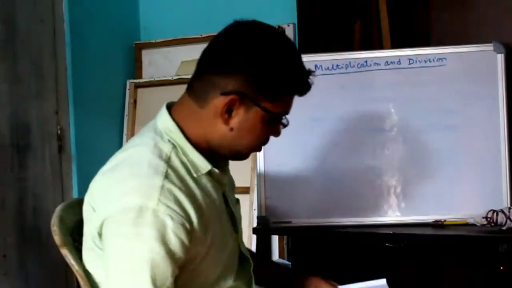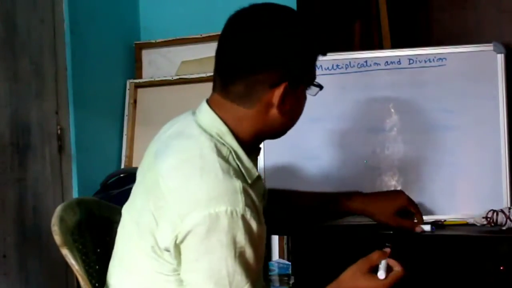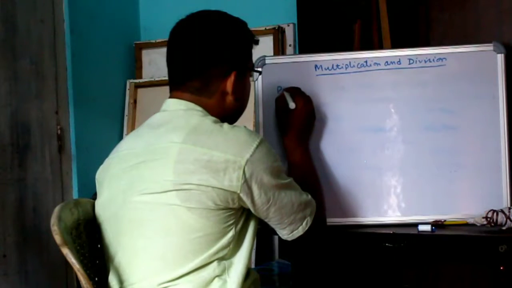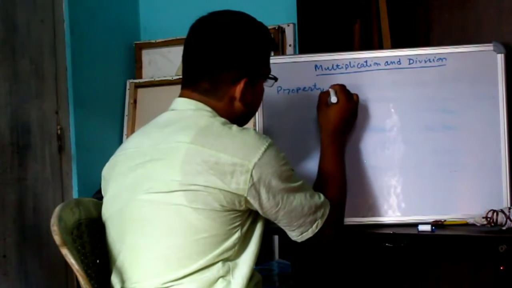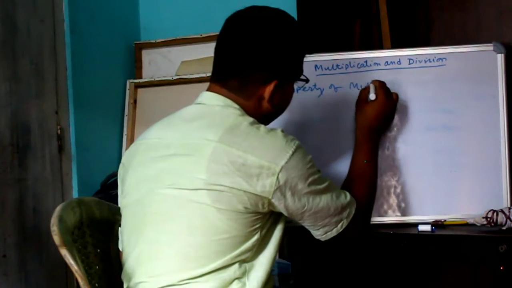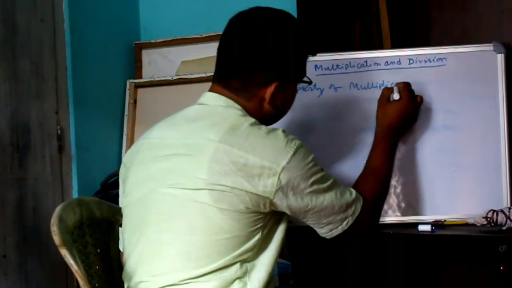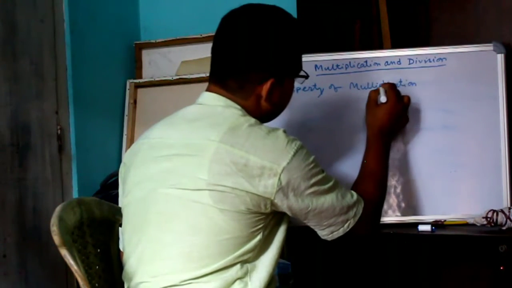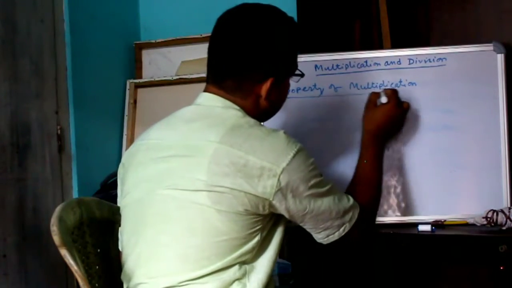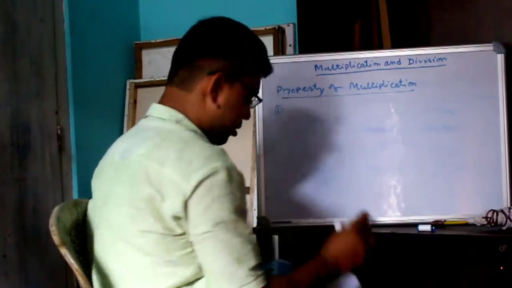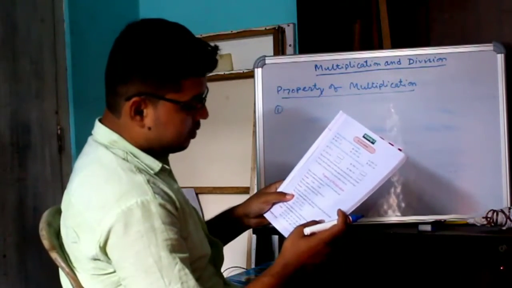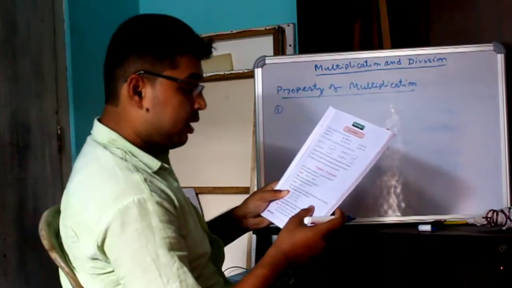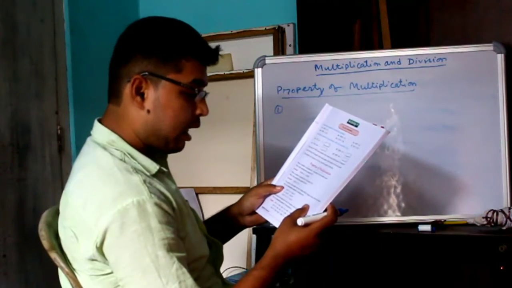Properties of multiplication. Number one, commutative property. The product of two numbers does not change with a change in the order of numbers.